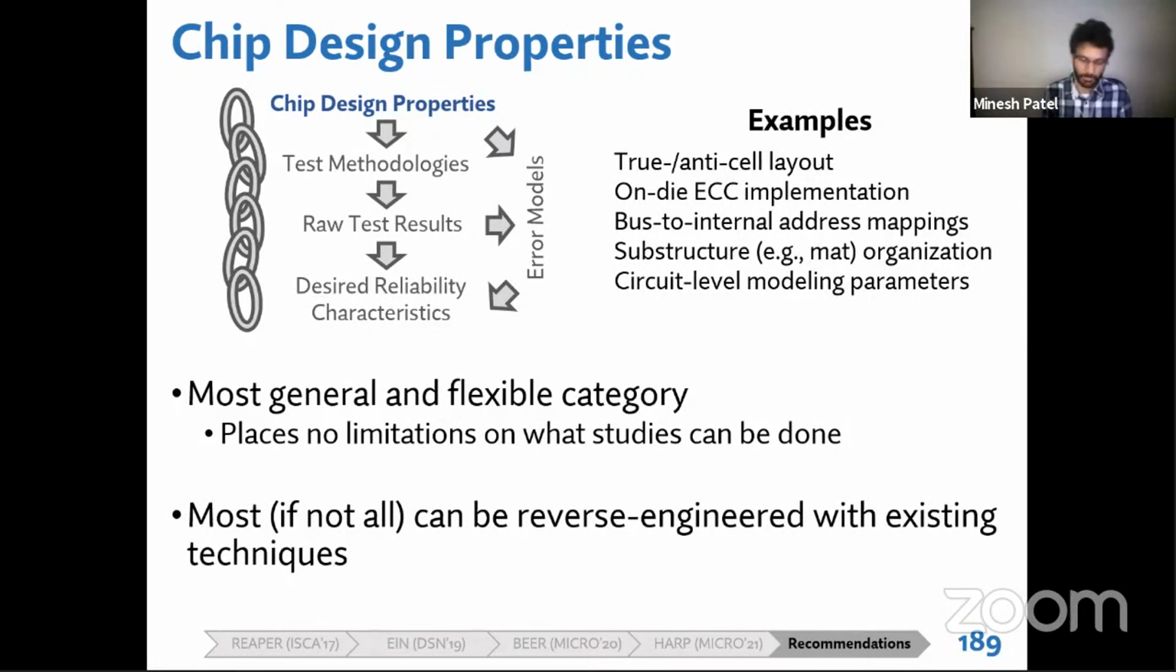So now potentially we're asking for a partial revealing, right? You partially reveal the true and anti-cell layout as the general design, but not how it works for every single piece of the design, i.e., every single spare row and column.